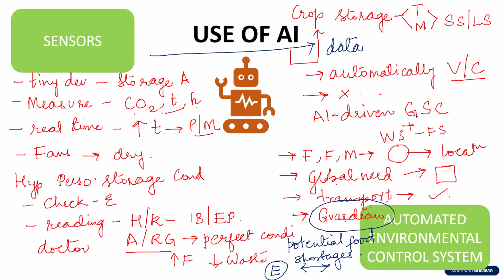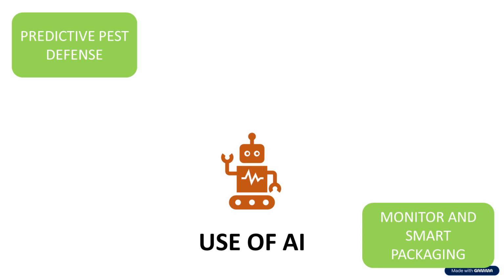So moving on to the next one. The next application is predictive pest defense. What is it? Let me tell you. It analyzes the historical data, which is already recorded, as well as data from the current sensors, which I have already discussed, along with the weather forecast.